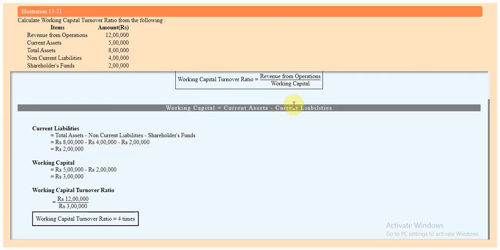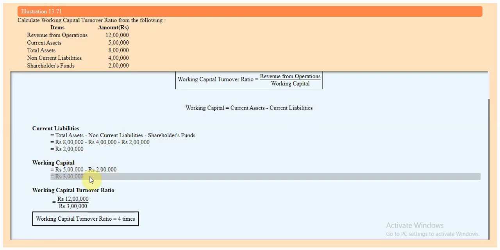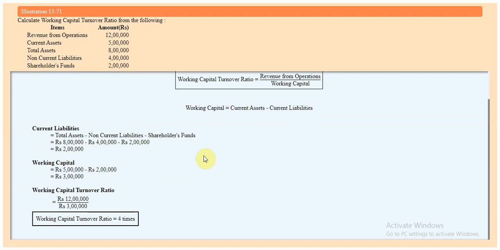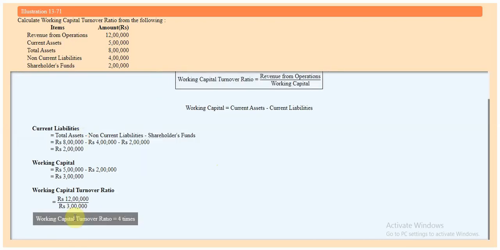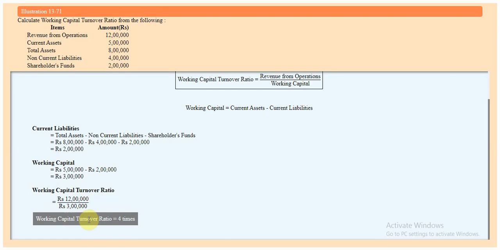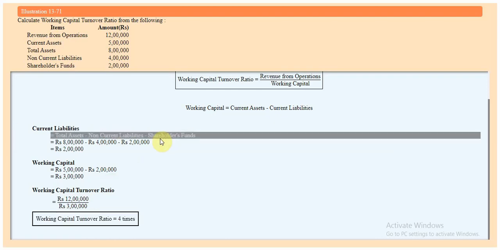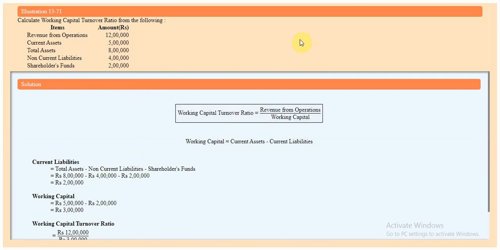With that, substituting current liabilities in this formula, we will find the working capital, that is current assets of 5 lakhs minus current liabilities of 2 lakh will give us working capital of rupees 3 lakh. Now we have all the information that we require, so we have to substitute it in this formula. So working capital turnover ratio is equal to net revenue from operations 12 lakh by working capital 3 lakh, that will give us a working capital turnover ratio of 4 times. So this is quite a simple sum. So with this friends, we are done with the activity ratios. Hope you understood it well.